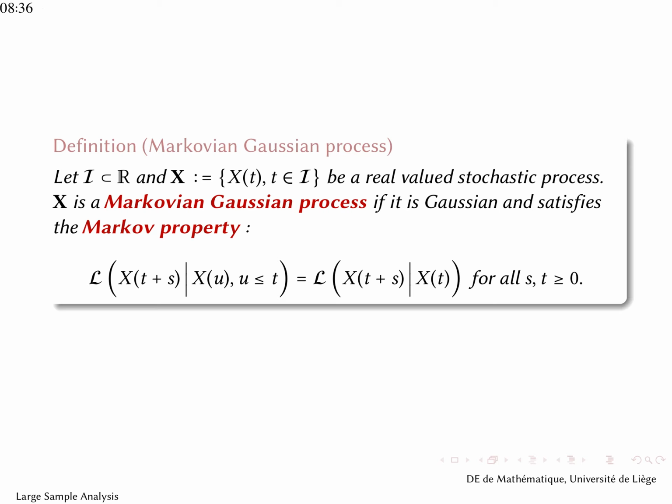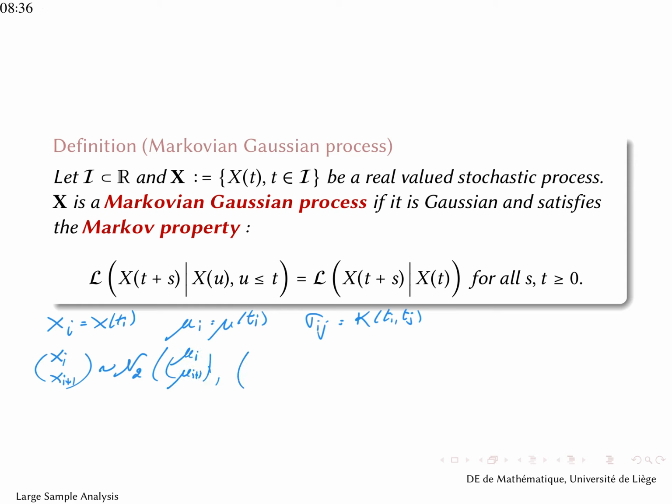To generate such a process, we will use the property that any conditional probability of a multivariate normal distribution is also following a normal distribution. Let us denote for simplicity x of ti as x of I. The same for mu of ti will be mu of I, and sigma ij will correspond to my variance-covariance function, so k of ti tj. If we then look at the vector xi plus 1, we know that because it is a Gaussian process, this vector will follow a bivariate normal distribution. Bivariate normal distribution with mean mu I plus 1 and the following variance-covariance matrix.